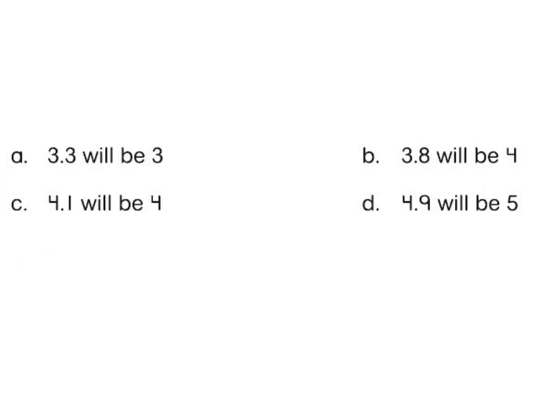So these are the answers. For example, concentrate on number C, 4.1. 1 is less than 5, so it will be rounded off to the previous whole number. What is the whole number that comes before 4.1? It is 4. Similarly, the others are also done. If you didn't understand, contact me. I will help you out.